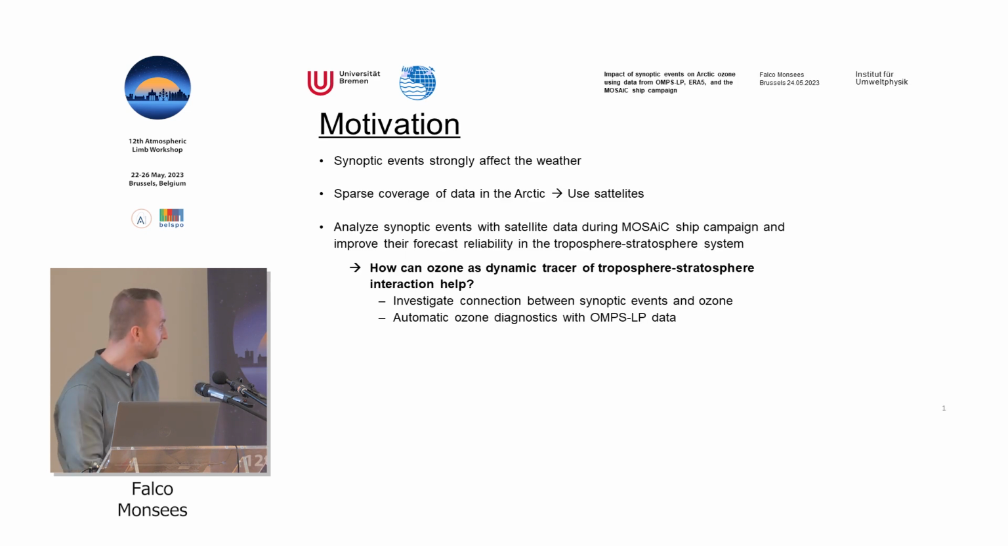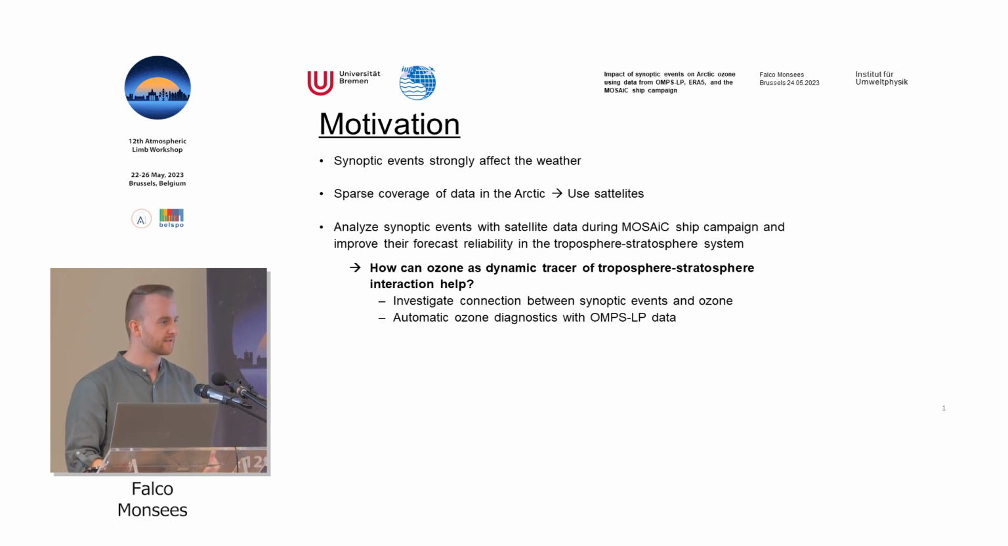To start off with the motivation: synoptic events are large-scale meteorological events that strongly affect the weather, which makes them very interesting for weather forecasting. But due to the sparse coverage of data in the Arctic region, we still can't predict or analyze them that well in that area. One approach to overcome this problem is the use of satellite data, due to the fact that we have a lot of good satellite products in that region. So the goal was to analyze synoptic events with the satellite data in the Arctic region to improve their forecasting reliability. But what has ozone to do with all of it?